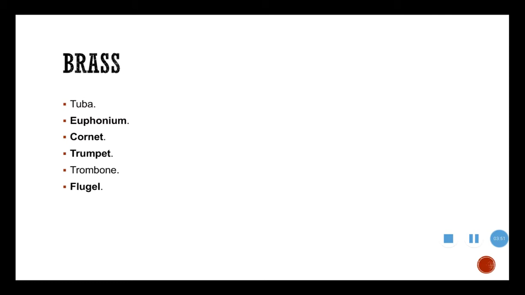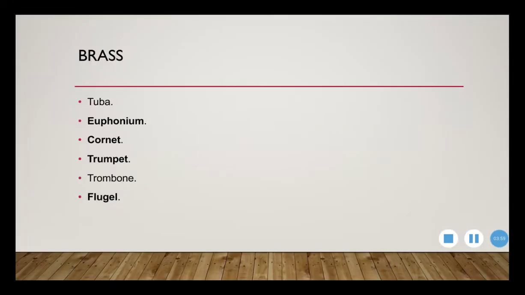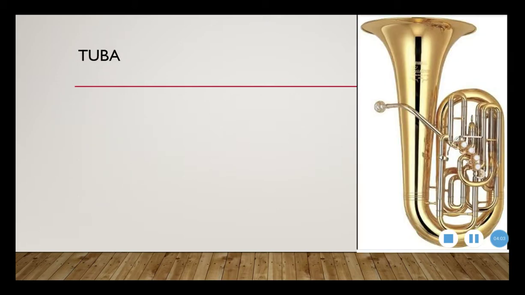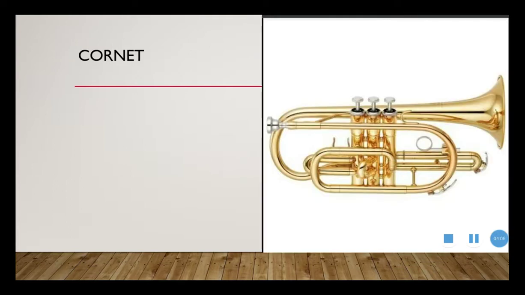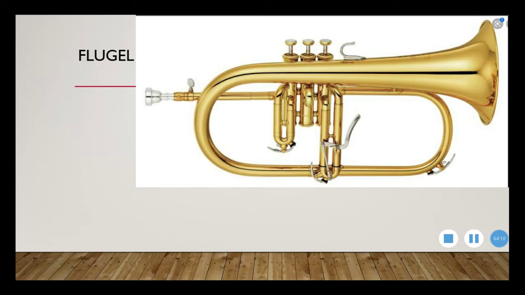Now, for the brass: the tuba, the euphonium, the cornet, the trumpet, the trombone, and the flageolet. Okay, so now that you've heard the names, I'm sure you want to see how they look. Here's the tuba, the euphonium, the cornet, the trumpet, and the trombone. And last but not least, the flageolet.